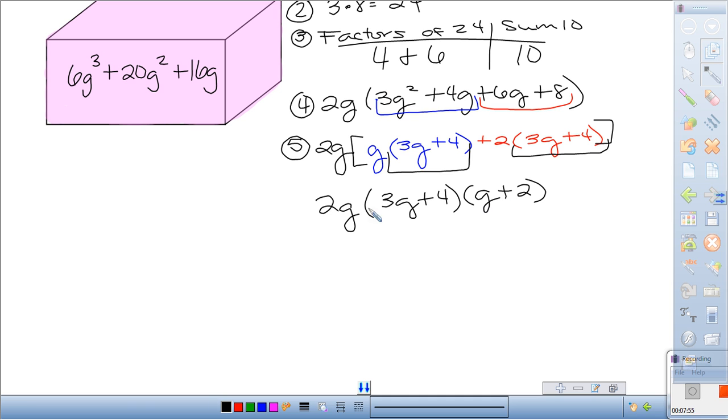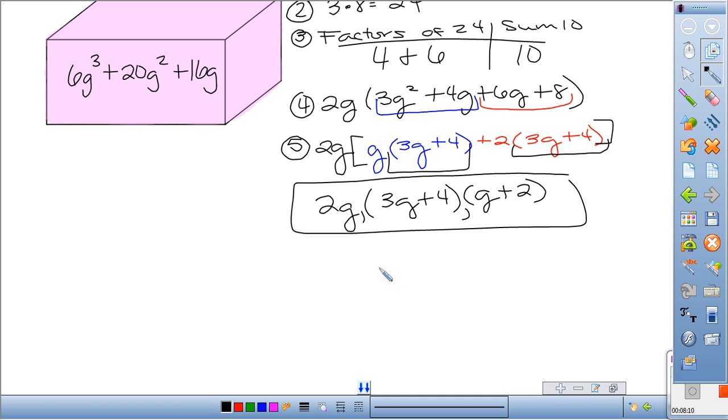So what are our dimensions? Well, 2g times 3g plus 4 times g plus 2 would give us the volume of 6g cubed plus 20g squared plus 16g, and of course you can FOIL this back out to make sure your answer is correct.